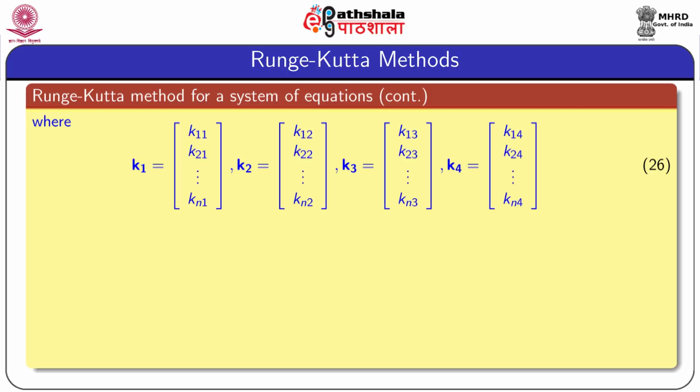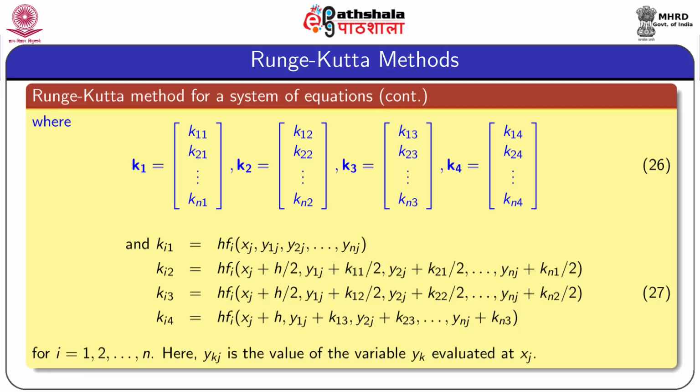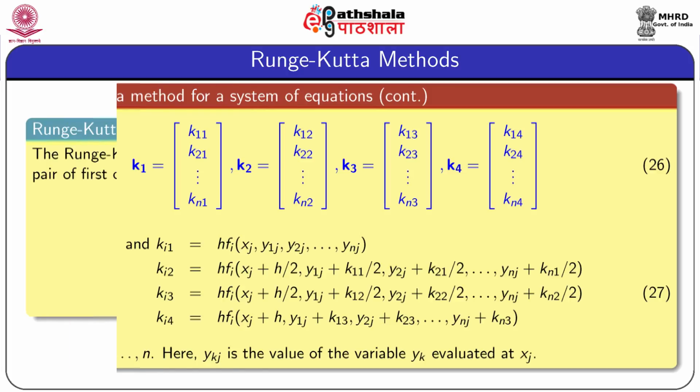The values of the parameters k1, k2, k3, k4 are given by equation 26, and all the ki1, ki2, ki3 and ki4 are calculated with the help of equation 27. Here ykj is the value of the variable yk evaluated at the point x equal to xj. So, equation 27 gives the values of ki1, ki2, ki3 and ki4. Equation 26 gives the values of k1, k2, k3 and k4, and finally we can calculate the value of yj+1 using the formula given in equation 25.